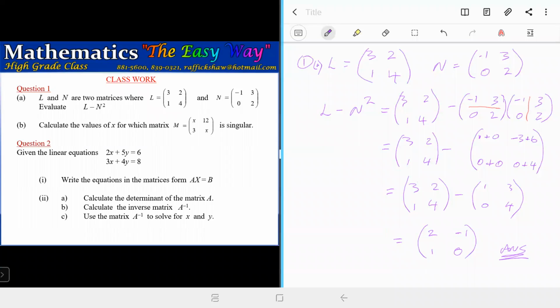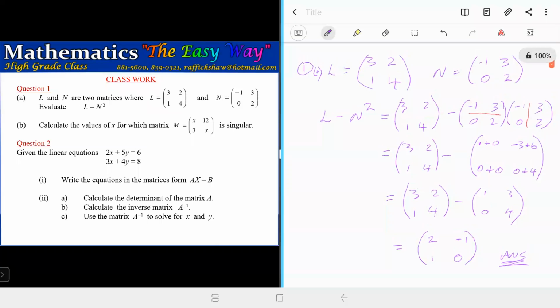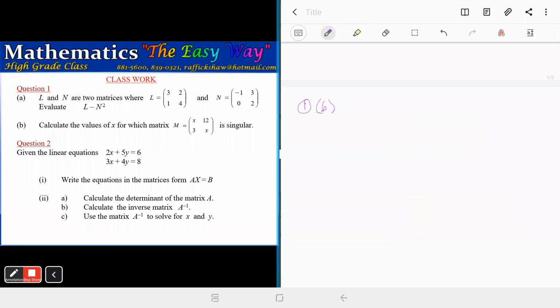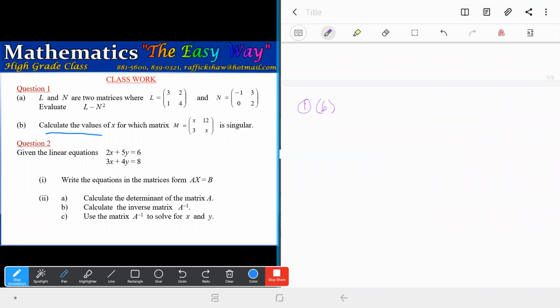All right, we're going on to part B. Part B next. So that's the part B over here. So we're going on to question 1B. Question 1B is this one right here.